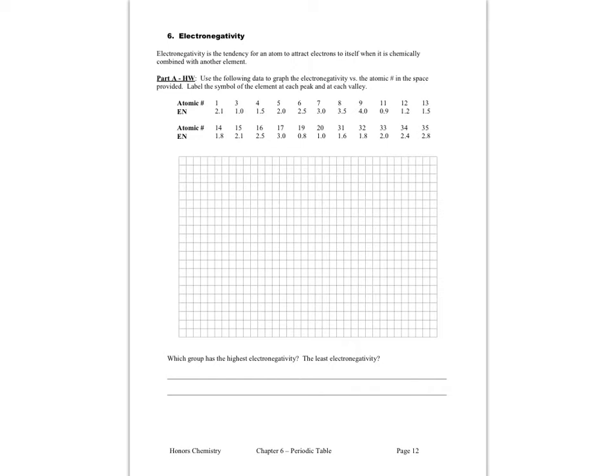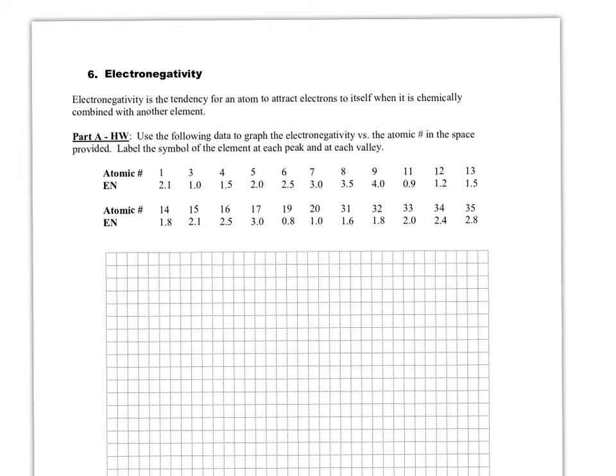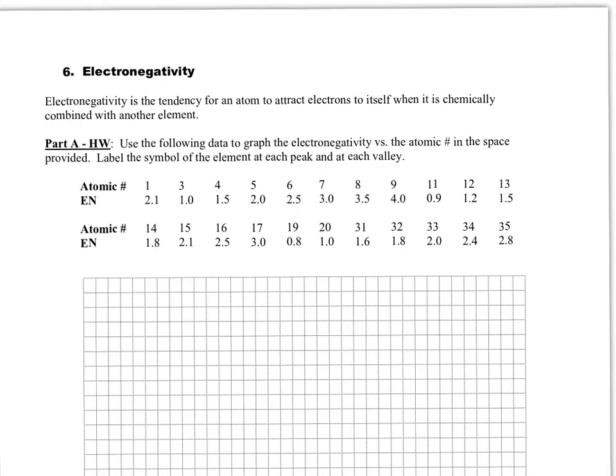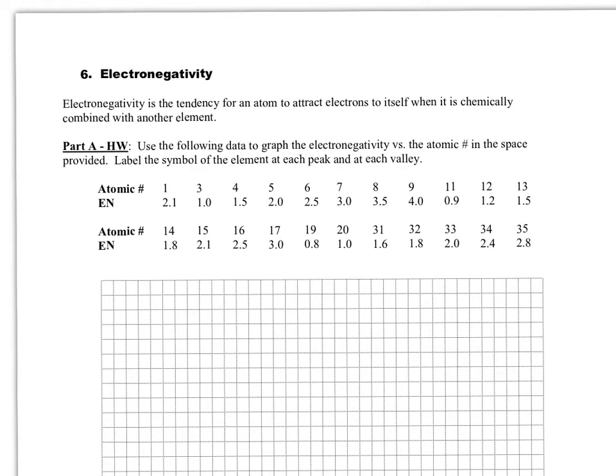Today we're going to continue talking about trends of properties on the periodic table, and we're going to be focusing on electronegativity today. So let's first define what electronegativity is. Electronegativity is the tendency for an atom to attract electrons to itself when it's chemically combined with another element.